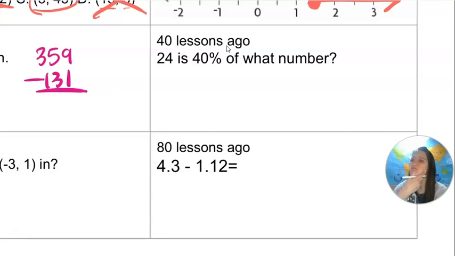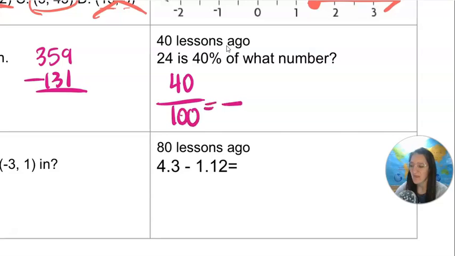24 is 40% of what number? It is a percent problem, so I know I'm going to go 40 over 100. And then 24, is 24 the whole or the part? Well, it says 24 is 40%. So 24 is not the whole. 24 is only 40%. So I'm going to put the 24 up here. And then I'm going to solve for this.